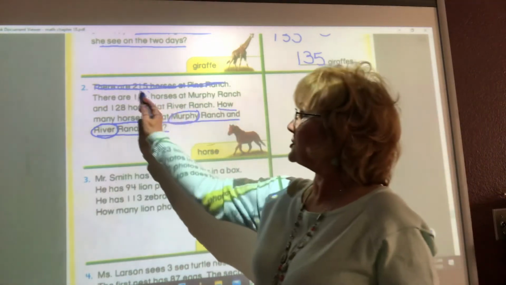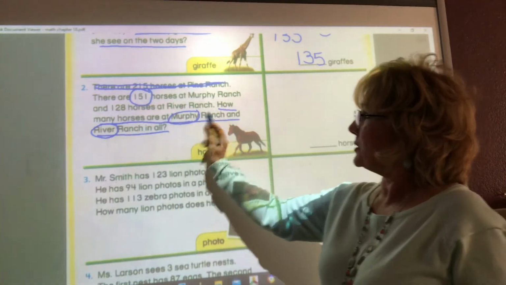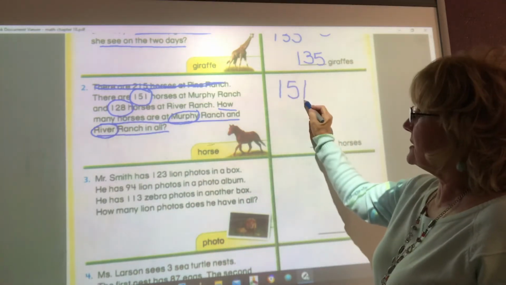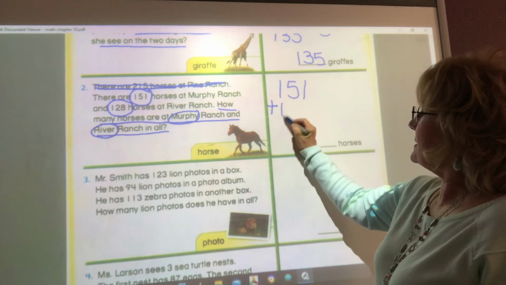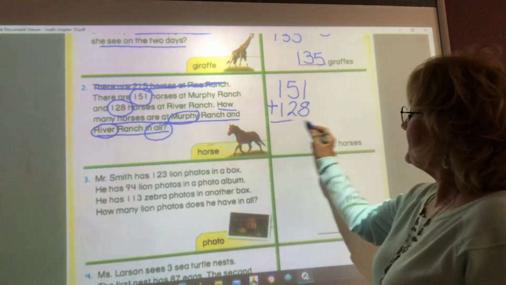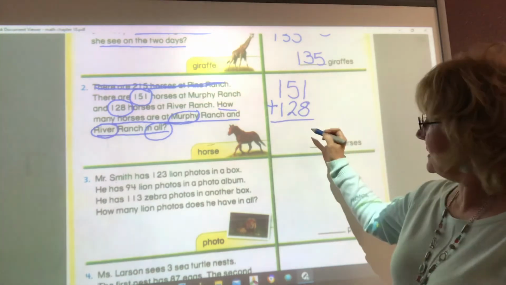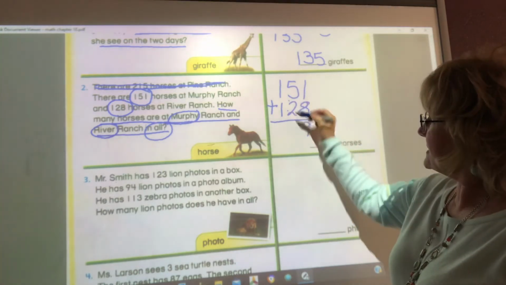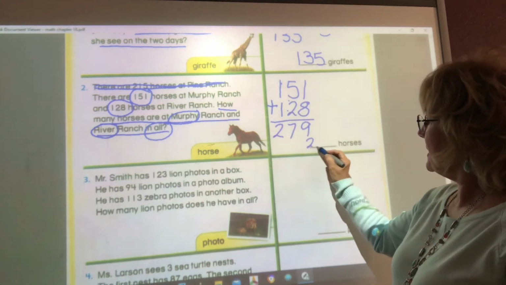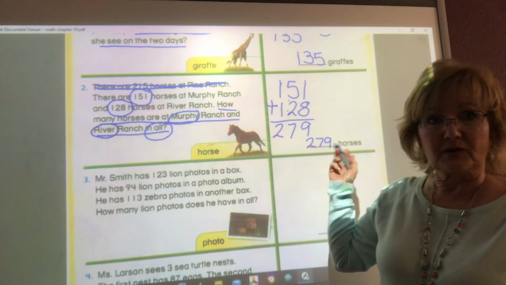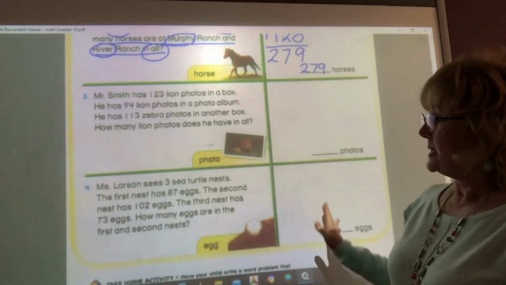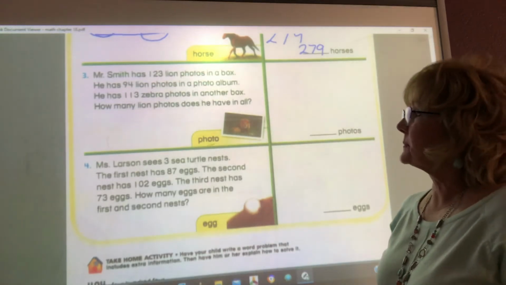So Murphy's Ranch has 151. River Ranch has 128, both 3-digit numbers. Adding them all together, because it says in all. 8 plus 1, 9, 5, 6, 7. 1 plus 1 is 2. Don't forget to copy it on the answer line. 279 horses in all. Okay, number 3, let's read the question.